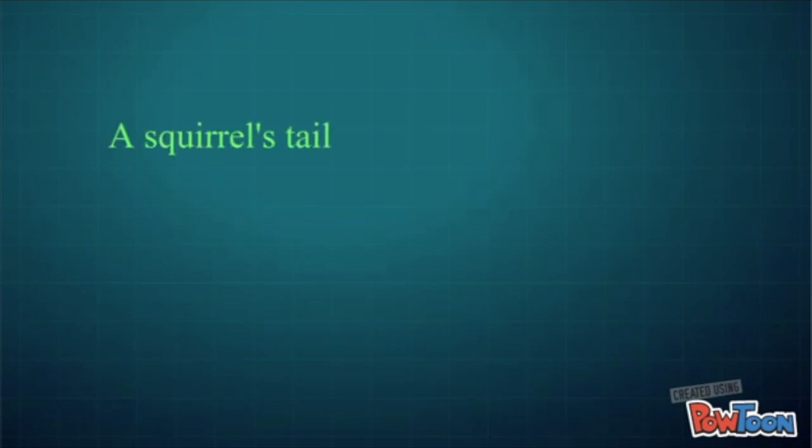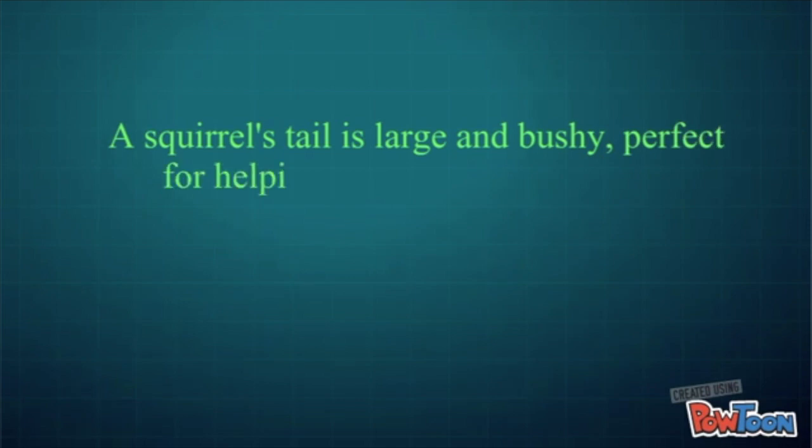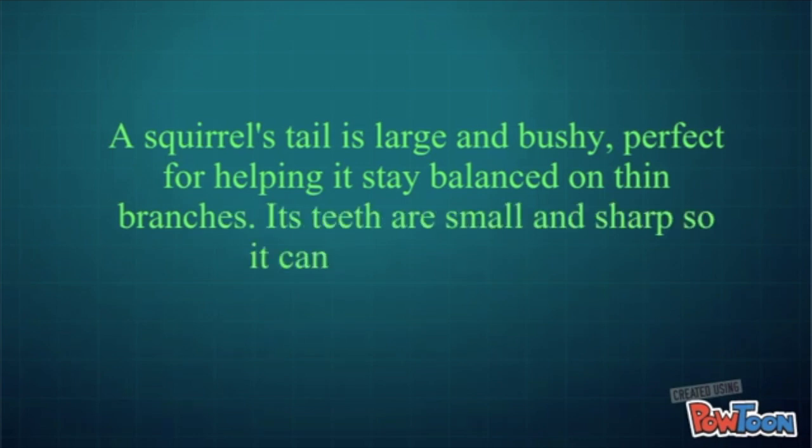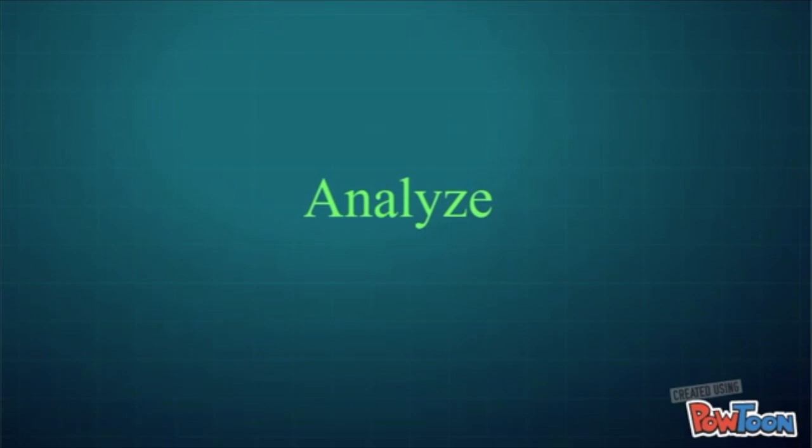This example. A squirrel's tail is large and bushy, perfect for helping it stay balanced on thin branches. Its teeth are small and sharp, so it can open hard shells. That would be an example of analyze. I was breaking the squirrel into parts, talking about each part individually.